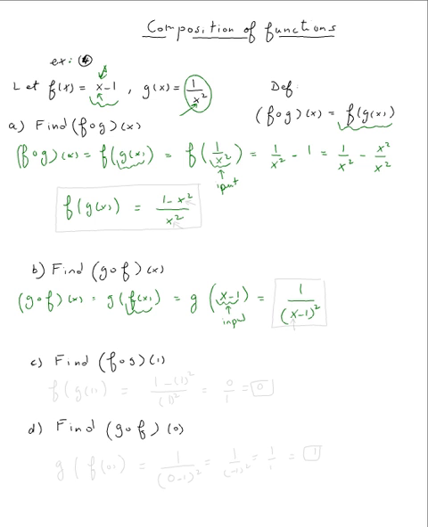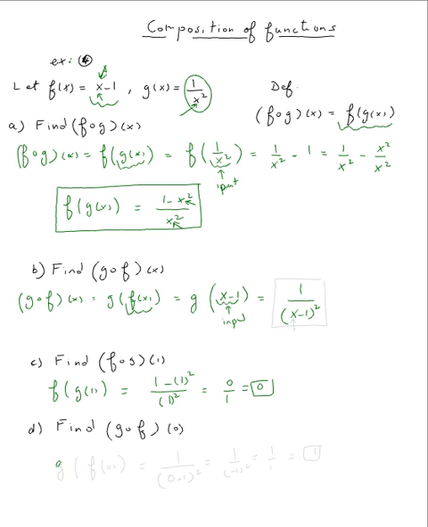Now let's do C. We need to find f of g of 1. So just use f of g of x. Where is f of g of x? This is f of g of x. So we need to plug it into each x. Plug it in there and then plug the 1 in there. So f of g of 1 is equal to 1 minus 1 squared over 1 squared. And this is 0 over 1, which is 0.